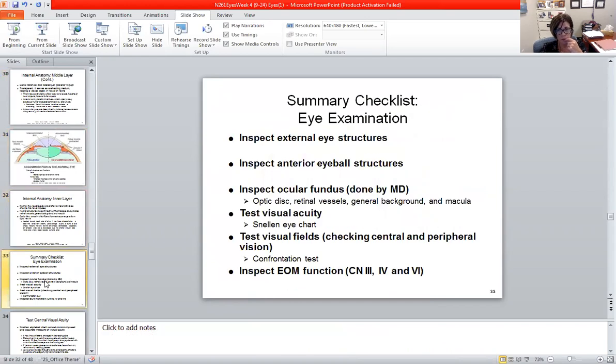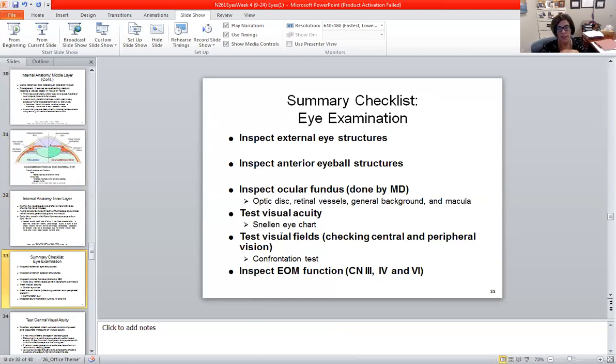Okay, so let's do a little summary of what we need for an eye exam. We've already inspected the external structures that we can. We inspect the eyeball and the sclera. We can check the color, if there's a bloodshot eye. We can inspect the ocular fundus, but you're not going to do this. This is done by an optometrist or ophthalmologist. They look at the optic disc, the vessels, and the macula, especially if somebody has high blood pressure or diabetes, because this is where these vessels get damaged.